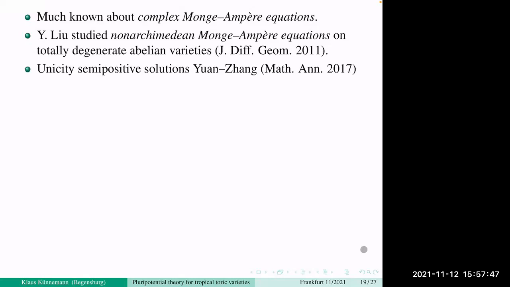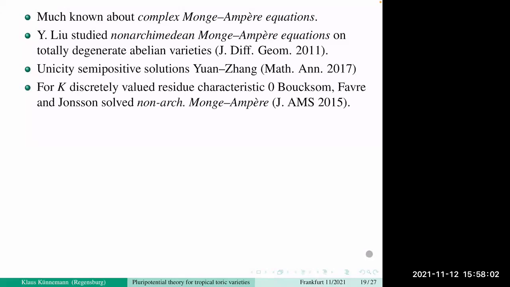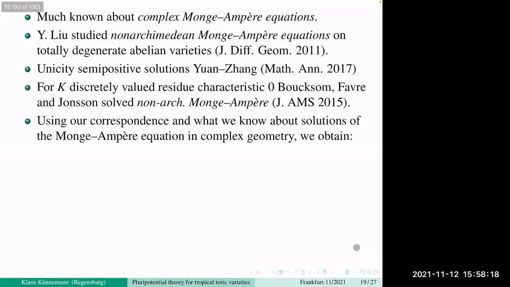There is a unicity result about solutions. Unicity means always unicity up to scaling, which holds quite generally, and this is due to Yuan and Zhang. A general existence result is due to Boucksom, Favre, and Jonsson in the case where K is discretely valued and the residue characteristic is 0. There are more results, but I do not want to mention them all here.